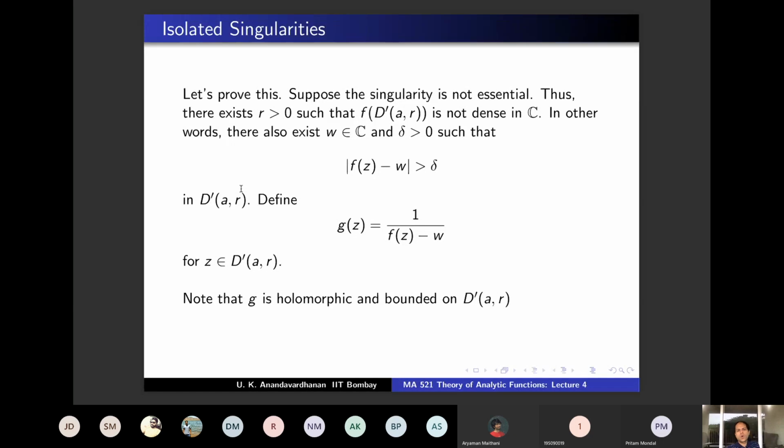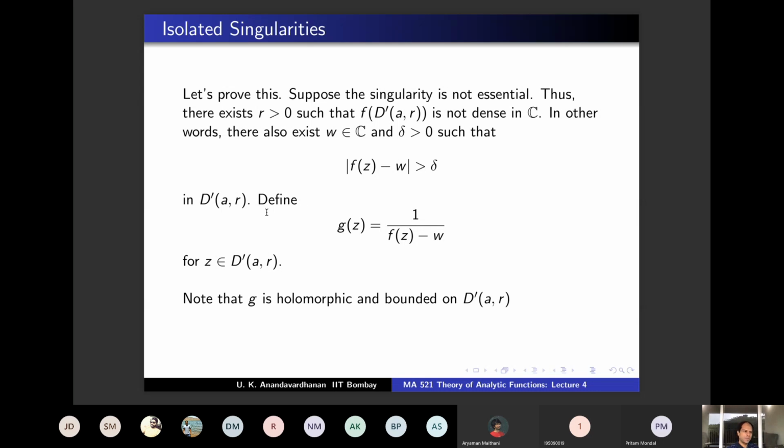Note that g is holomorphic and bounded on D'(a,R). Why is that? g is holomorphic because in this deleted neighborhood, f is holomorphic and w is a constant, so f minus w is holomorphic, and 1 by that makes sense, therefore 1 by holomorphic is holomorphic. g is also bounded on this deleted neighborhood because the modulus of g is the modulus of this, which is less than 1 by delta from this condition. So it is holomorphic and also bounded on D'(a,R).